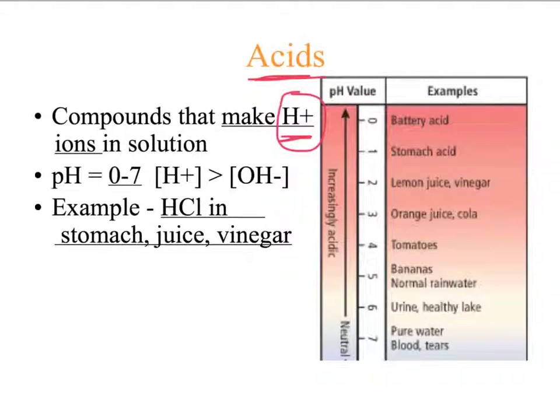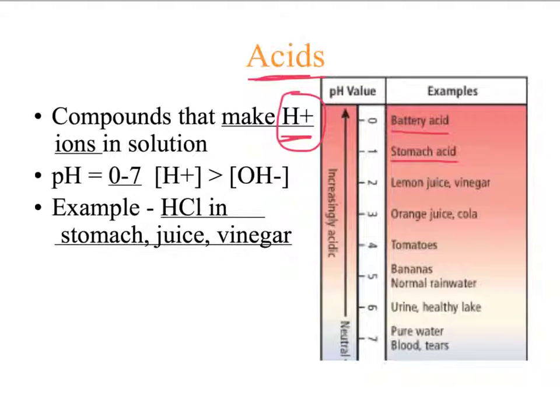So some things that are acidic, obviously, things that end in acid, are battery acid, stomach acid. The acid in your stomach is actually really, really, really acidic. So much so that you have special mucus that lines your stomach, and if that mucus wears away, the acid will actually wear a hole in your stomach. If you've ever heard of an ulcer, that's what's happening.